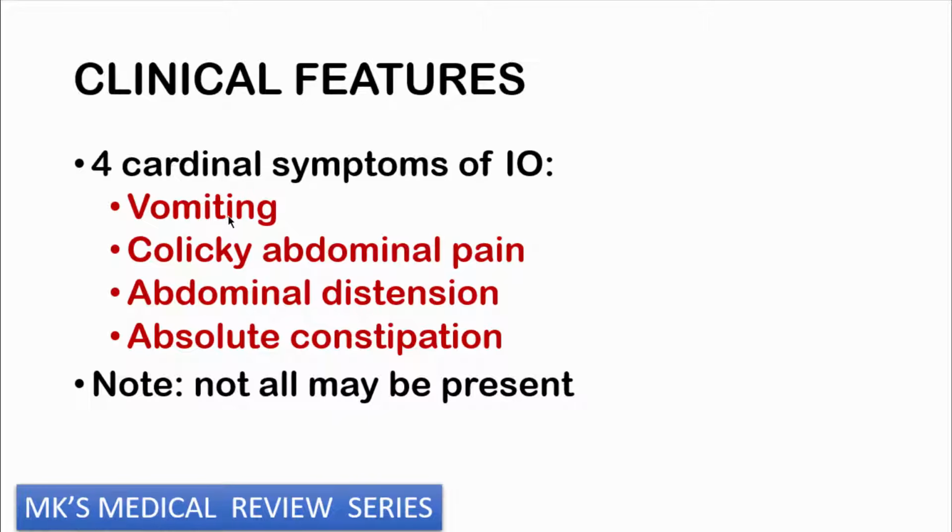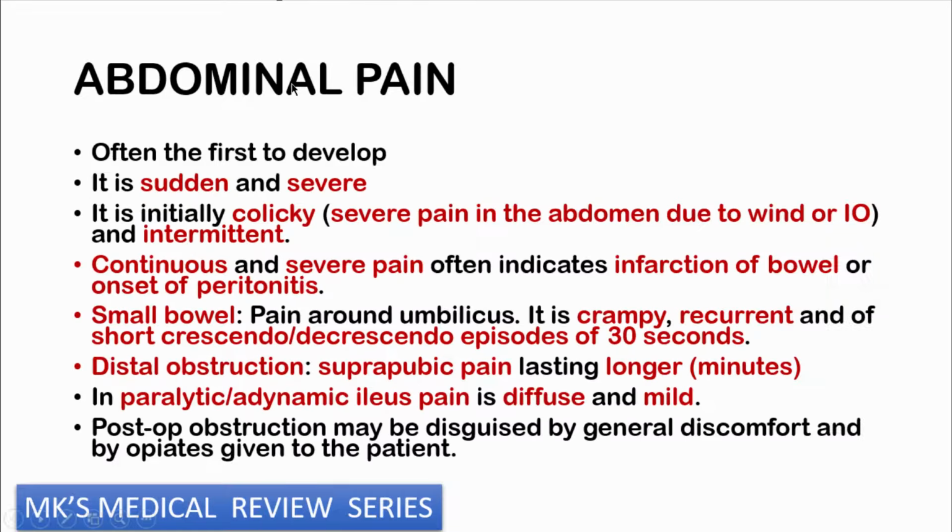So you may not have all these features at once, but you may sometimes have all of them. So we'll begin with the abdominal pain because that's often the first symptom that you're going to be getting. It's often sudden and it's going to be severe. It may be initially colicky, meaning it's severe pain in the abdomen that is often due to wind, sometimes even due to intestinal obstruction, and it may be intermittent.